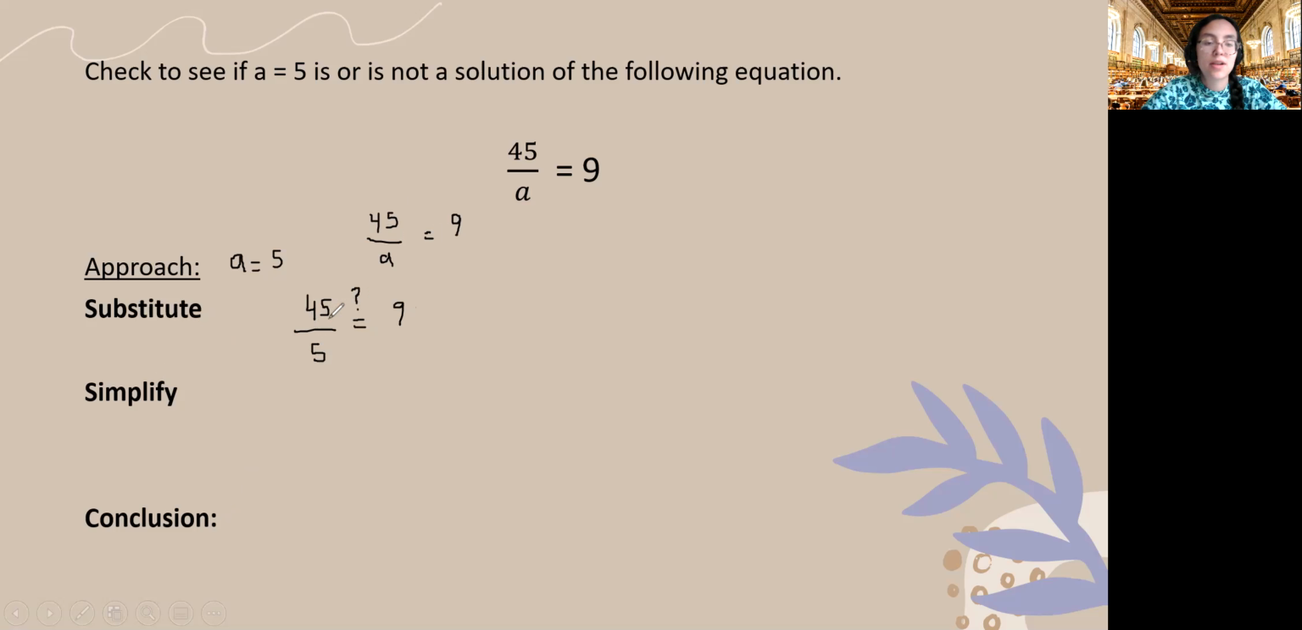So we carry out our division. 45 divided by 5 is 9. Is 9 equal to 9? Are the numbers the same? Yes, so this would be a true statement. And our conclusion would be a is equal to 5 is a solution for 45 divided by a is equal to 9. Okay, go ahead and jot all that down so that we can continue.